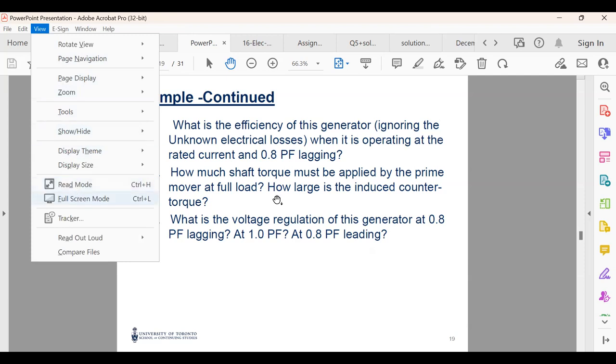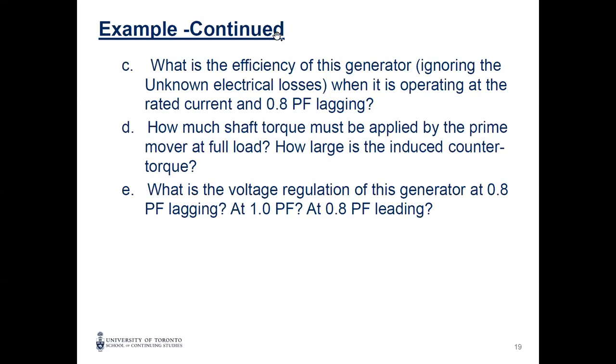So after we solve this part, they asked about the efficiency of the generator. We already have the losses. We already have the P out, right? Because we have the current, we have the power factor, we have the voltage, we already calculated the voltage. So power is square root 3 V I cosine theta. So you already have the output power.